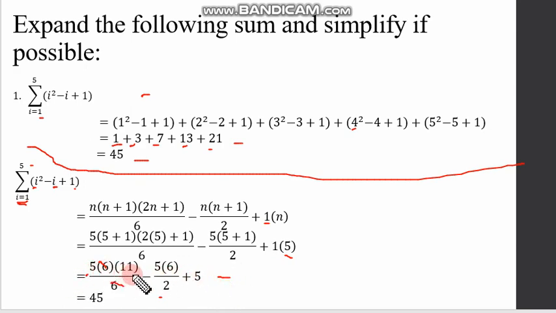So 5 times 11 is 55, minus 5 times 6 all over 2, which is 15. So 55 minus 15 is 40. So plus 5, that's 45.